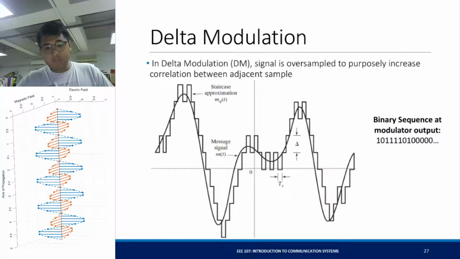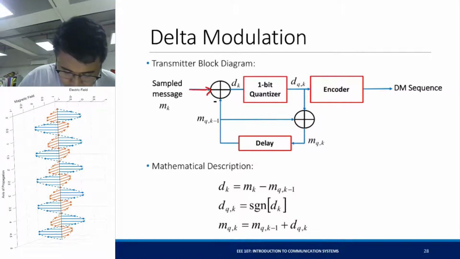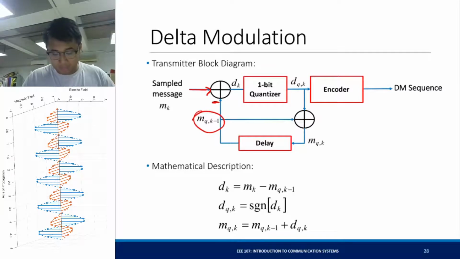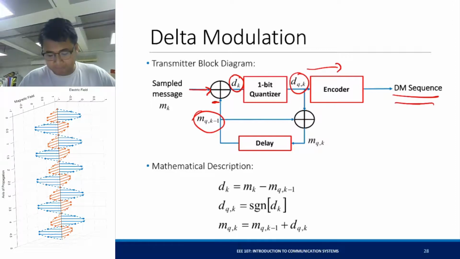Now the other one, for delta modulation, the signal is oversampled to purposely increase the correlation between the adjacent samples. And then what the delta modulator does is that it will output bit 1 or bit 0 depending on the two samples, depending on their difference. The transmitter block diagram looks like this. You have a sampled message here, then you subtract the previous symbol that you get, and then you have a difference. If it's negative, then this 1-bit quantizer will output 0. If it's positive, the 1-bit quantizer will output 1. And this signal will be encoded, and you have your DM sequence right here.